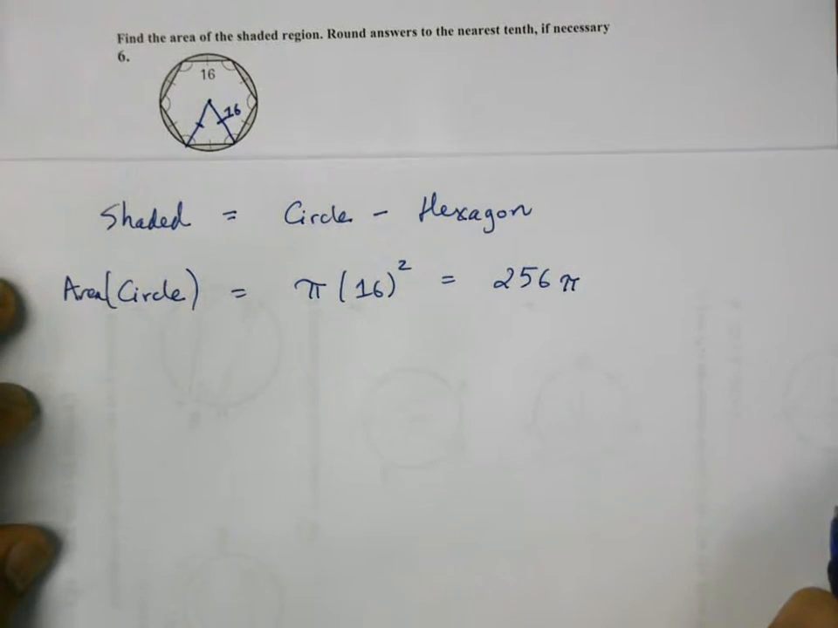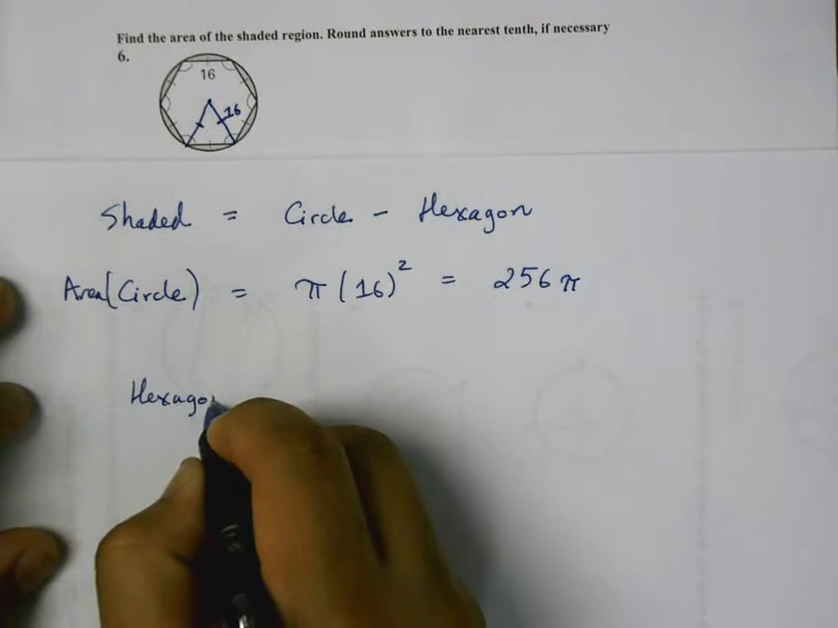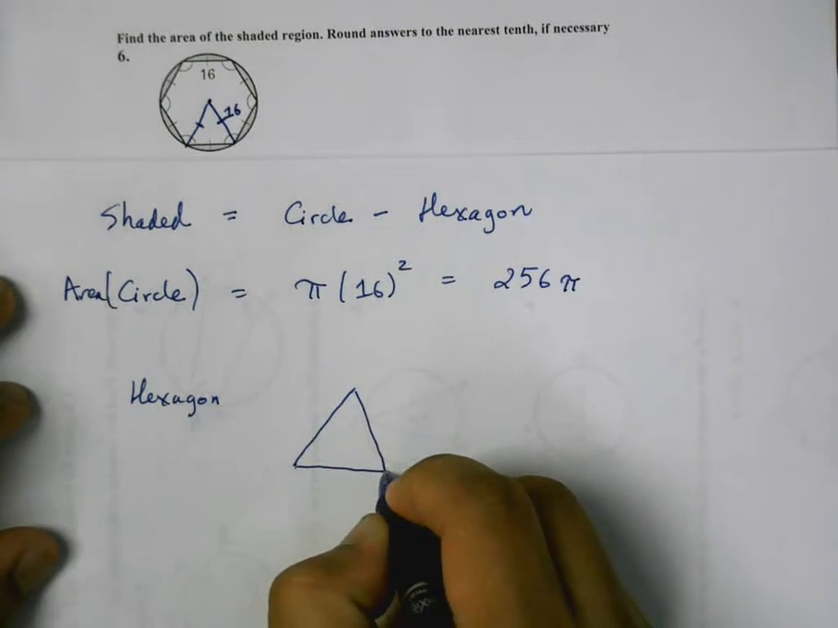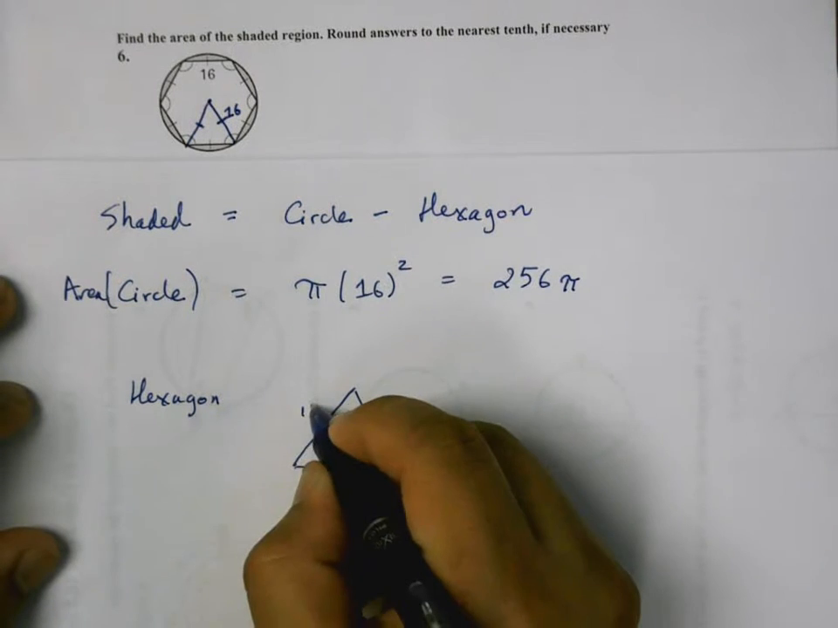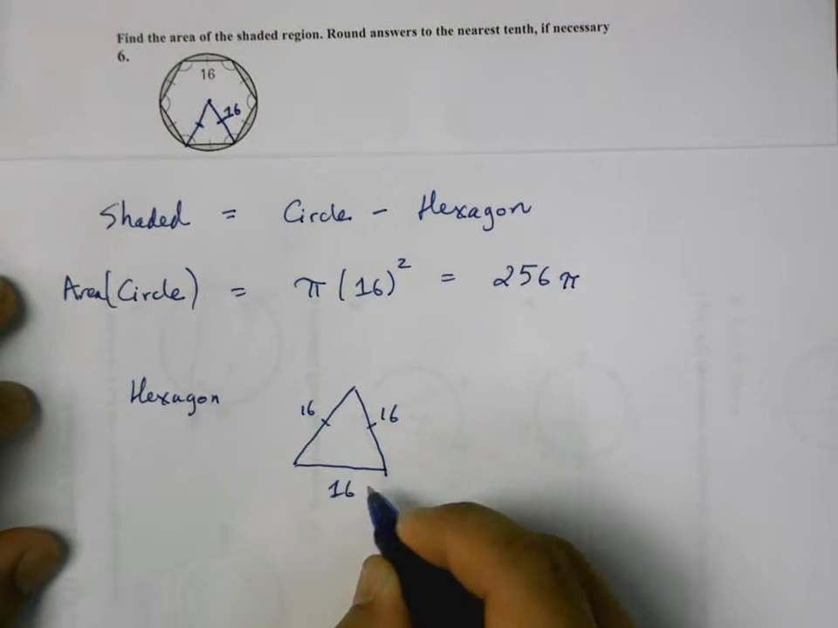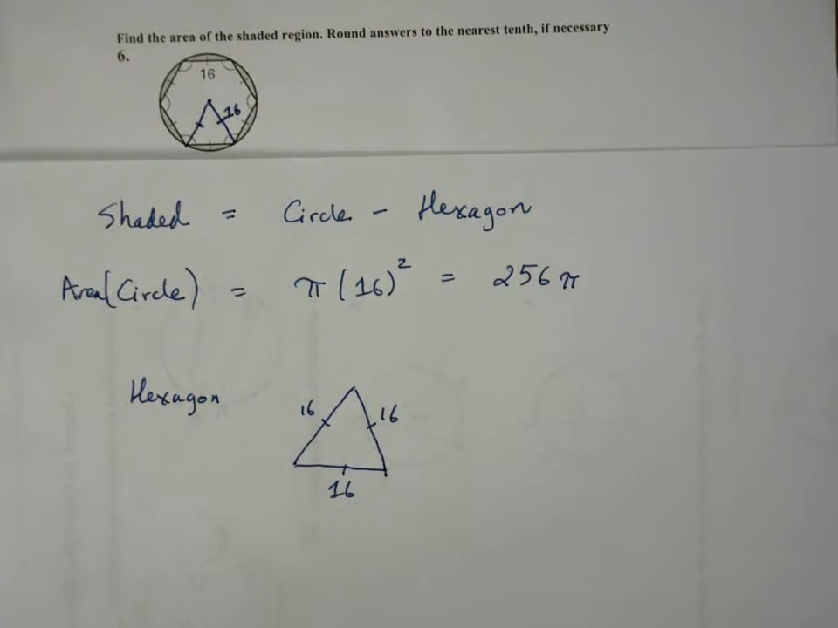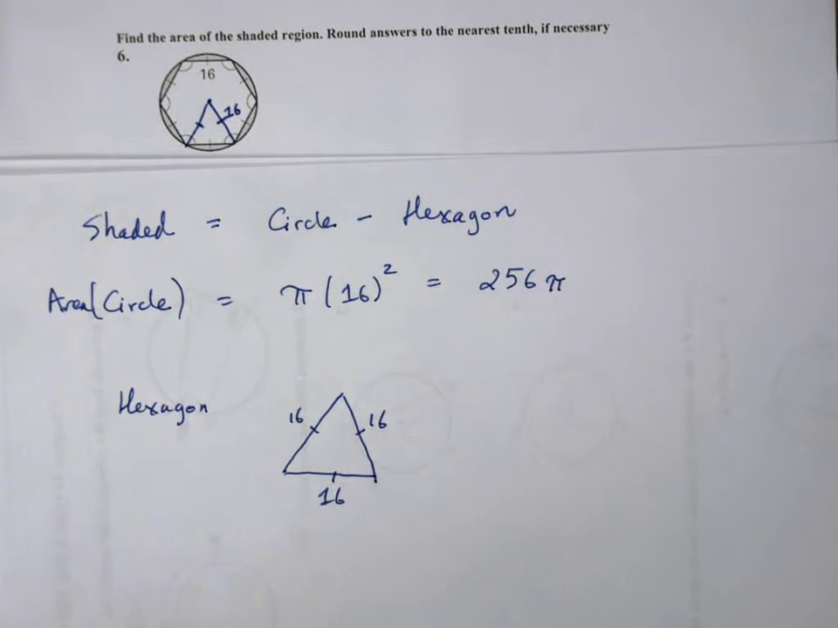Now we have to figure out what's the area of the hexagon. Well, I'm just going to draw one of these triangles, not the whole thing. Looking at the one triangle, this is 16, this is 16, this is 16 as well, and we know that this here is a regular or an equilateral triangle.